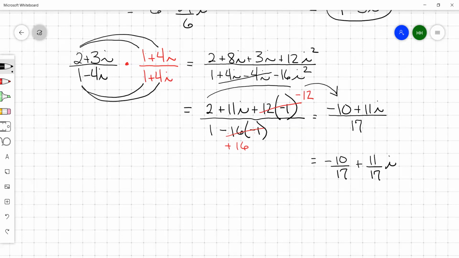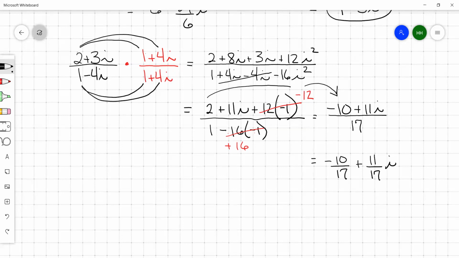See down here on the bottom, we had minus 16i squared. We replaced the i squared with a negative 1. So your negative 16 times your negative 1 is positive 16. And then we did 1 plus 16 and got this positive 17 in the denominator.